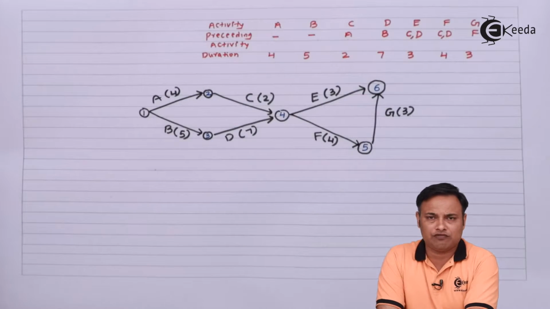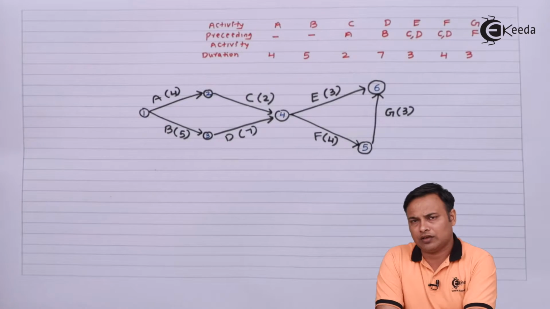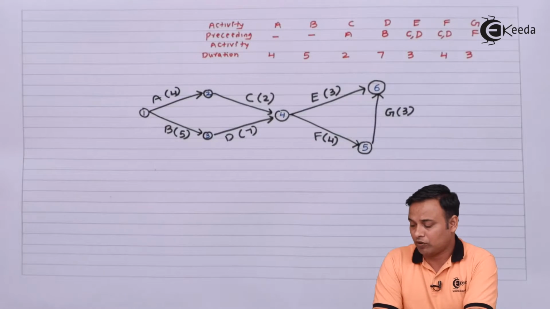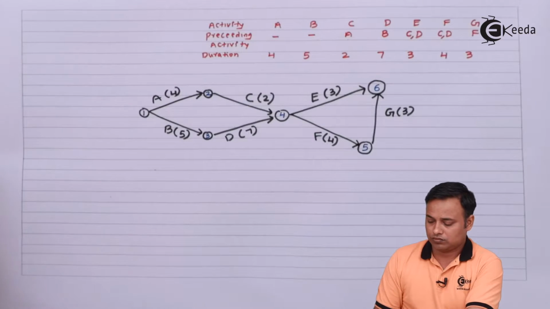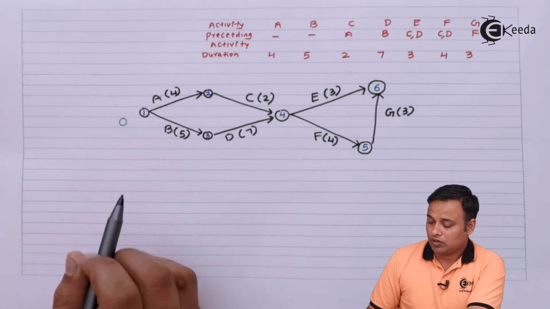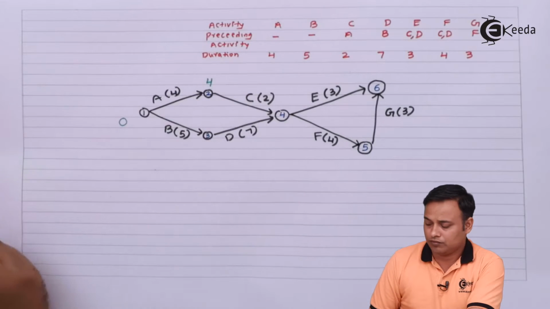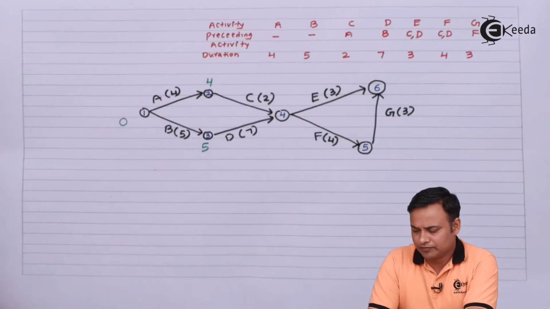Now the next part is forward calculations. Remember the rule: whichever is higher in case of forward calculations, and in case of backward calculations whichever is lower. So first we look at forward calculations. Our timer will start at 0. So here comes my 0. Now 0 plus 4, here comes 4. 0 plus 5, here comes 5.